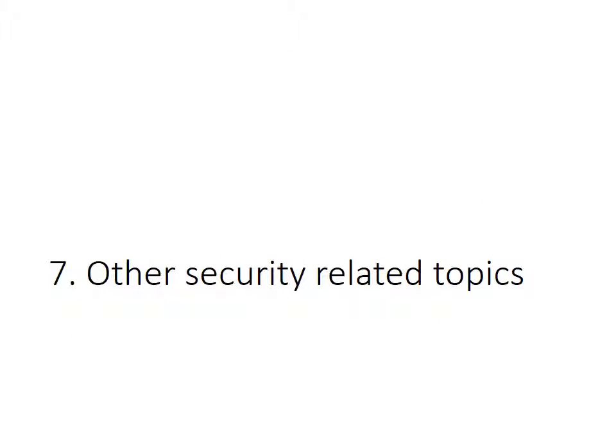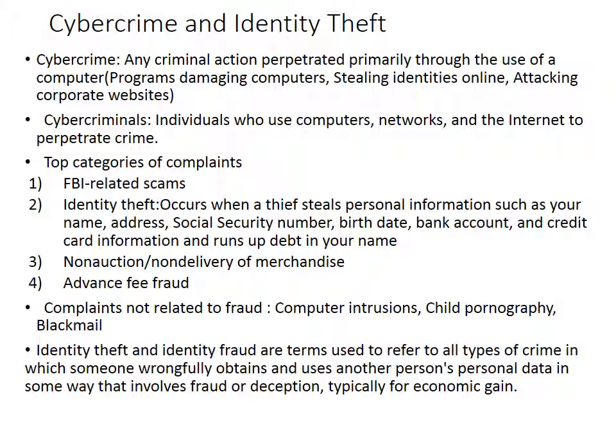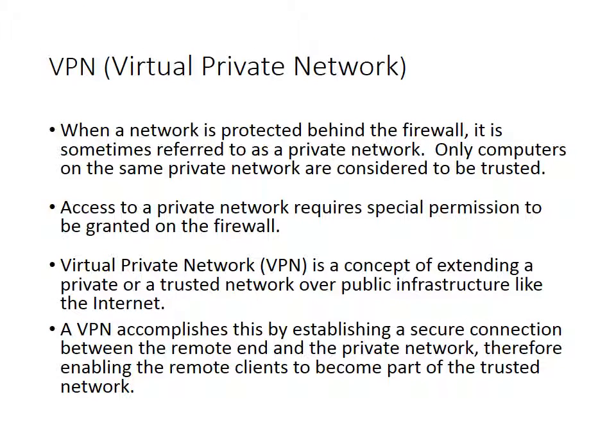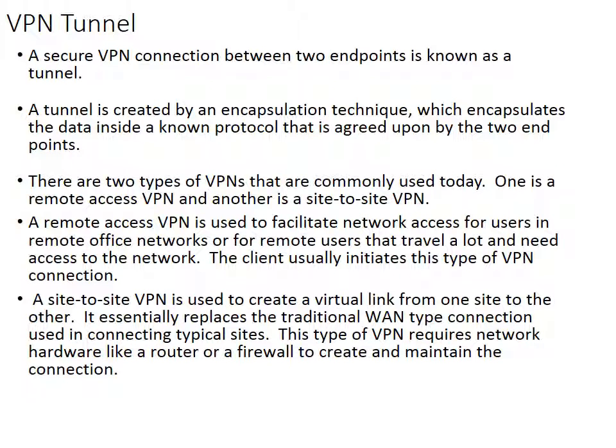Other security-related topics. Cybercrime is any criminal action perpetrated primarily through the use of digital devices or computers. Virtual Private Network, VPN, is a concept of extending a private or a trusted network over public infrastructure like the Internet. A VPN accomplishes this by establishing a secure connection between the remote end and the private network, therefore enabling the remote clients to become part of the trusted network. A secure VPN connection between two endpoints is known as a tunnel.